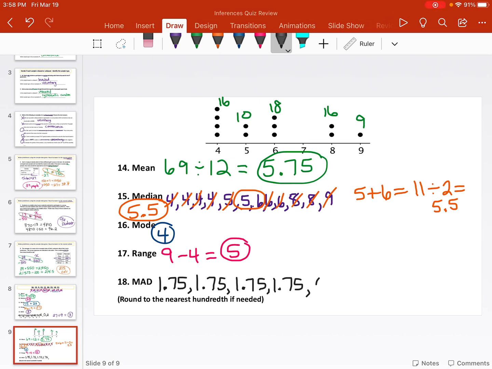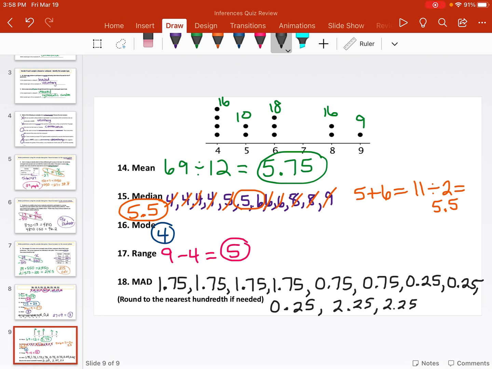Okay, and then for my 5, that's 0.75 away. 0.75. 6 is 0.25, 0.25, and another 0.25. 8 is 2.25, 2.25. And finally 9 is 3.25. Ooh, that's a lot of numbers. It's okay. Go ahead and chunk those up and add them.